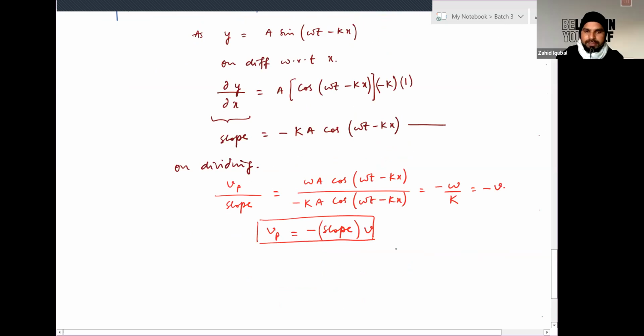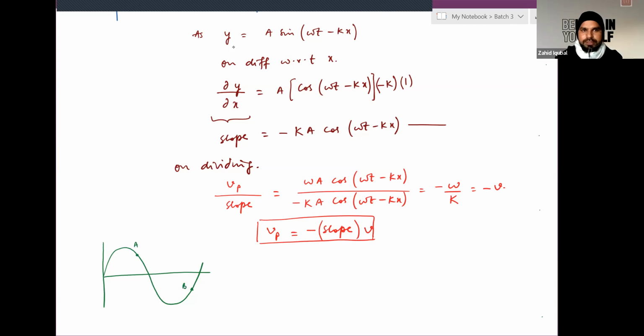Now, from this part, let me define what we can calculate. Suppose in a wave, there's a particle at this point, let's say A. There's another particle at this point, let's say B. You will be asked in which direction this A or B will be going at this instant, whether it will go upward or downward. So how to define its motion at this instant?